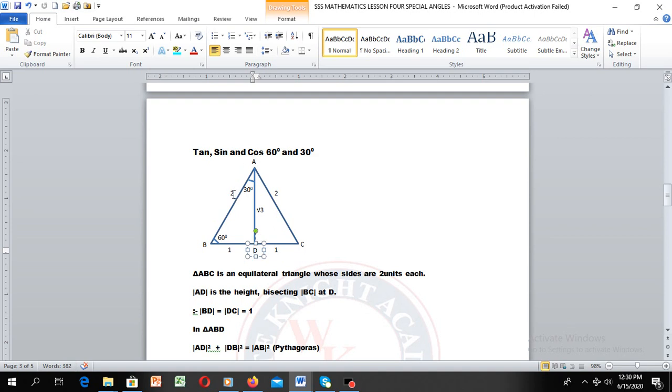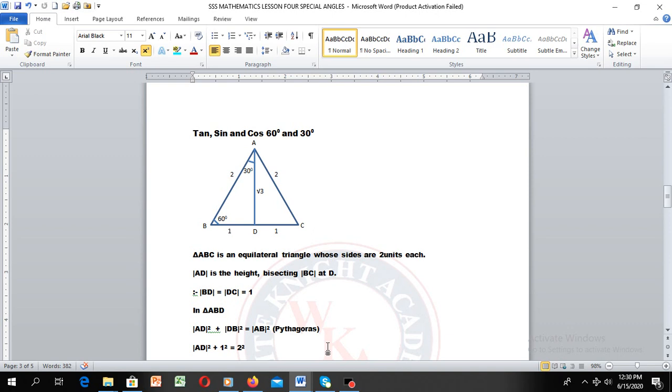But we know the value of the hypotenuse, which is AB, and it is equal to 2 units in length. So AD squared plus DB squared is equal to AB squared according to Pythagoras theorem. AD, we don't know it yet, but we know the value of DB to be 1 unit. So we slot in 1 unit, that means we have AD squared plus 1 squared is equal to 2 squared. Our AB is 2 units.